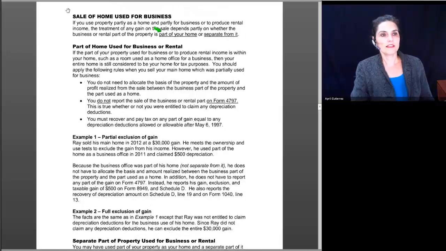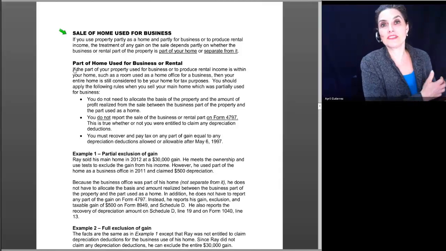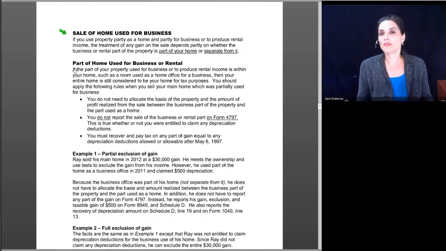Sale of home used for business is the next topic. Now, in the earlier example, we showed how Chloe had a home. It wasn't currently being used for business. She just had used it for business sometime in the past. And because she sold it and it had been used for business, she had some depreciation that she claimed, and we needed to recover that depreciation and include it as taxable income.